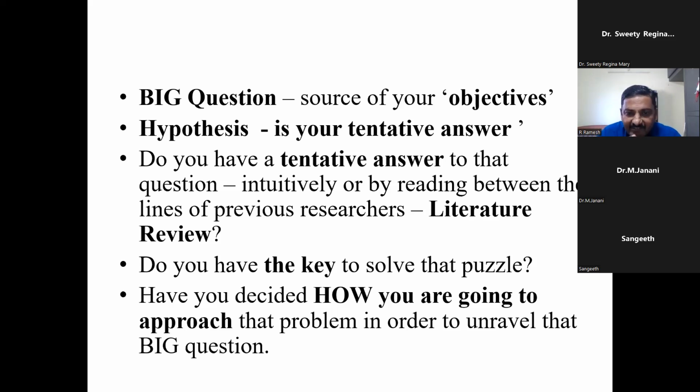And do you have the key to solve that puzzle? What do I mean by the key? That is, how you decided you are going to approach this problem to unravel that big question. This is a big question: did COVID-19 really push families to become poorer? This is a big question. And do you have the research procedure?